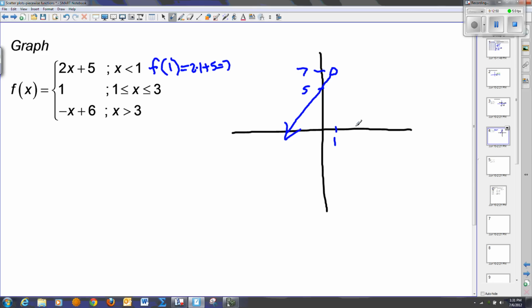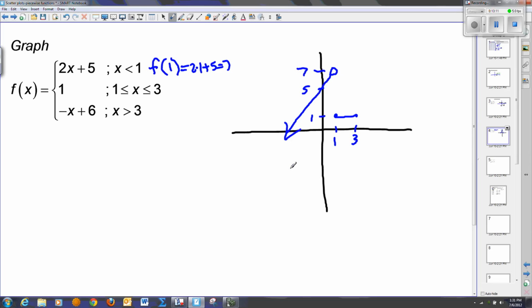Now between 1 and 3, let's call this 3, I have a y value equivalent to 1. Again, in each of these cases, 1 and 3 are included for x, so I can fill those dots in and then connect the 2 dots.